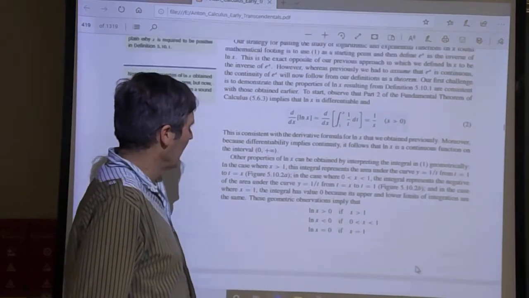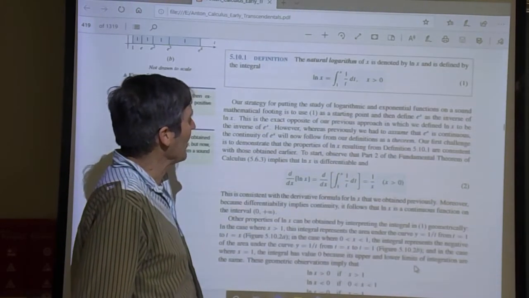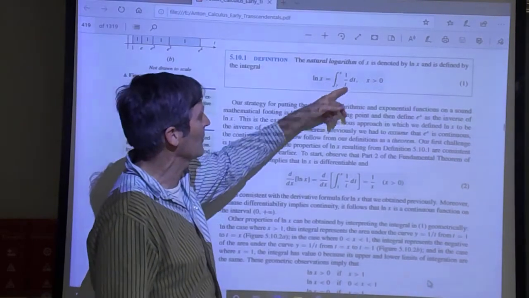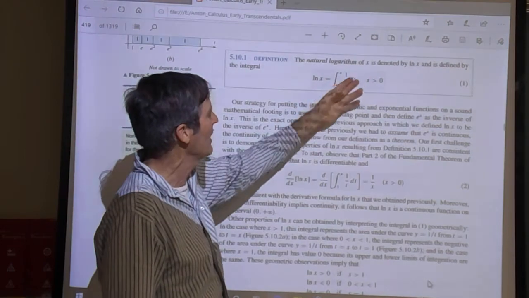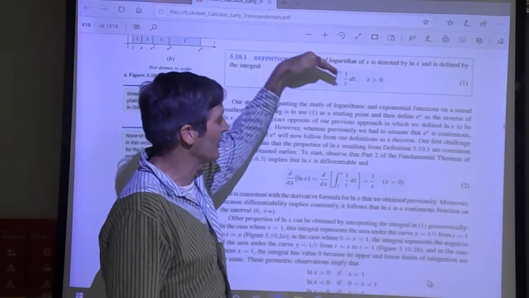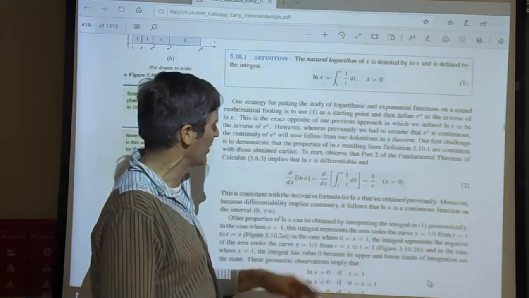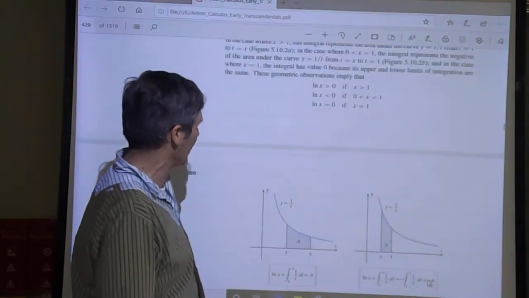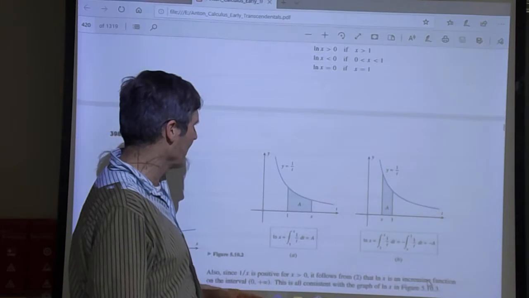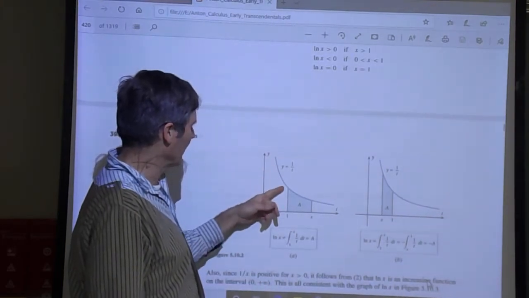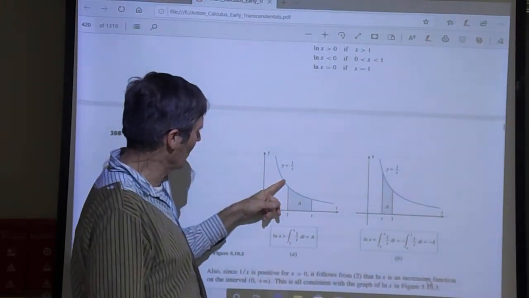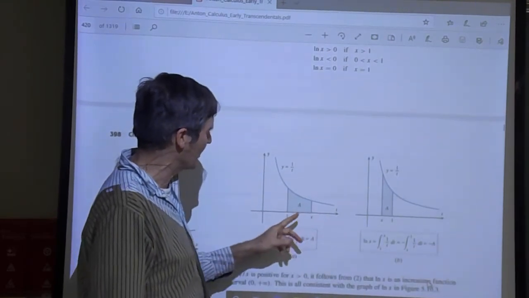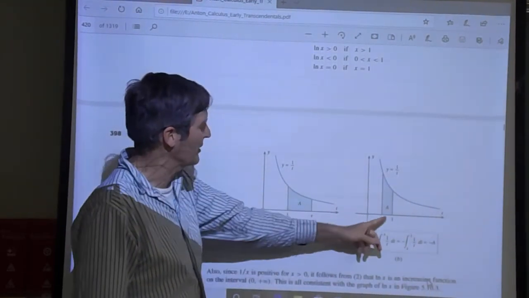Now you can do interesting things with this. You can say, well, ln x is an increasing function because 1 over t is always positive, so you're always getting more and more area under the curve 1 over t as x gets bigger and bigger. That proves that ln of x is increasing, and all sorts of other things like that. So here's the idea. The natural logarithm is the area under the curve y equals 1 over t from 1 to x. And you can go backwards too and get minus the area.